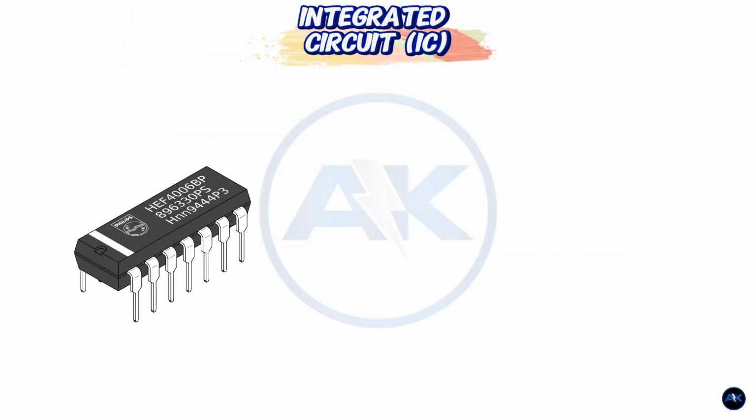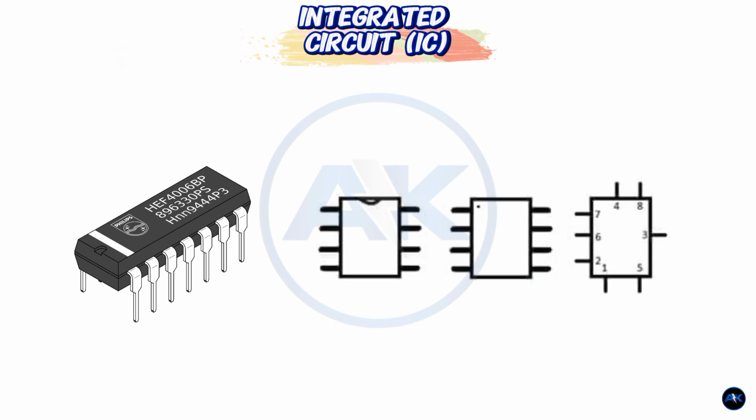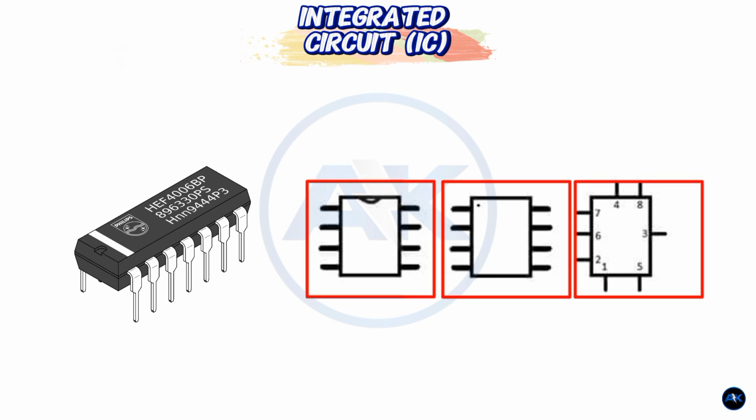Now this component which you can see here is known as an IC, that is, an integrated circuit. Friends, there are various types of IC, and for each type of IC there is a different symbol, and the uses of each type are also different. These symbols which you can see here are symbols of 3 different ICs.